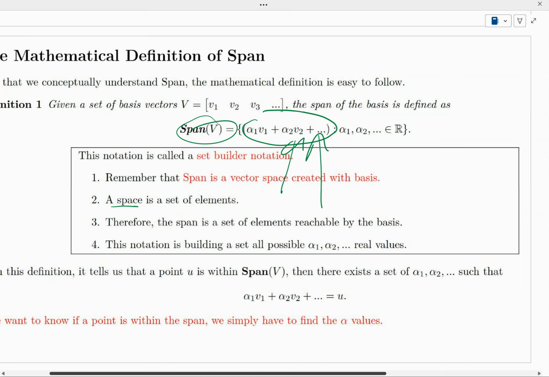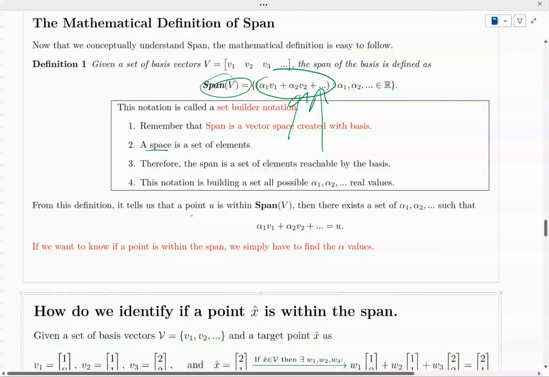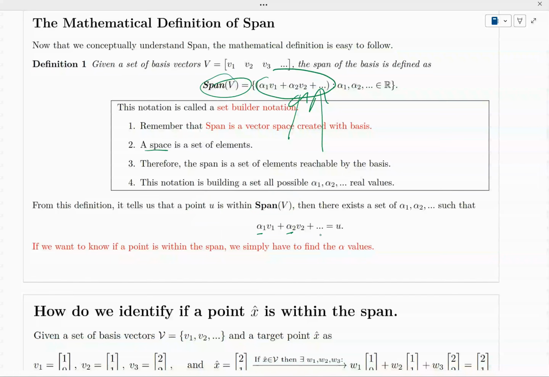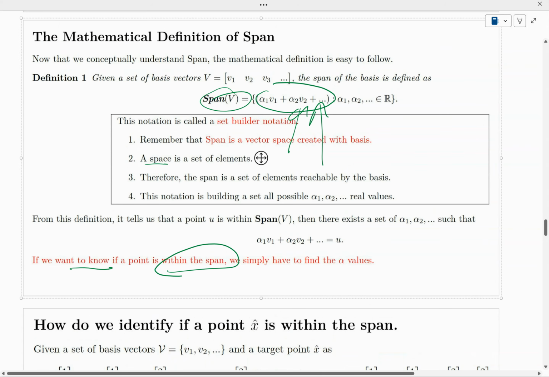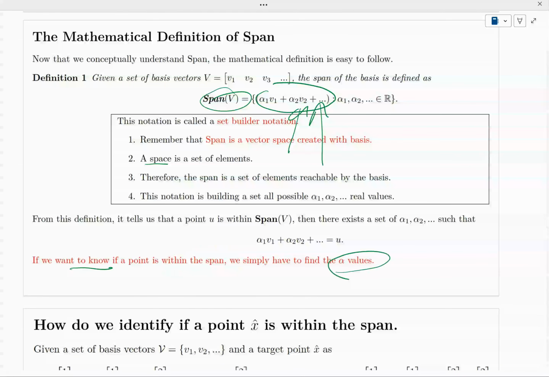Okay. From this definition, it tells us the point U is within the span if there exists some kind of alpha, right, that multiplied by these vectors such that we can achieve U. This is how we know if a point is in the span. If you actually have some alpha values that allows you to reach that point. Okay? If we want to know if a point is within the span, we simply have to find the alpha value. So if you find the alpha value and the result is equal to U, then U is inside the span.